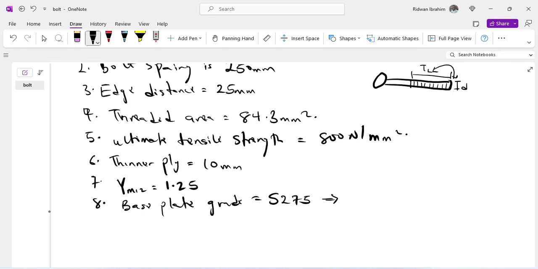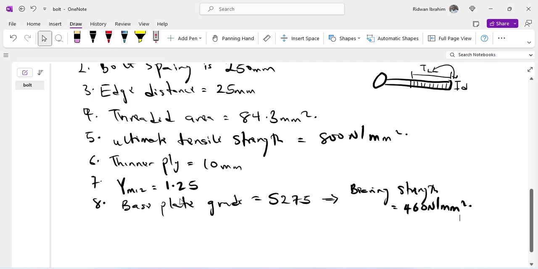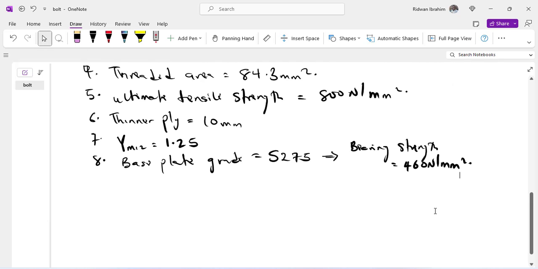You can check your textbooks, or just check the tables in your code. So for S275 grade, the bearing strength is 460 Newton per mm squared. For grade 235, for grade 355, and other grades, they have their bearing strength too. So you just need to check textbooks for that. This is not a figure you need to put in your head.